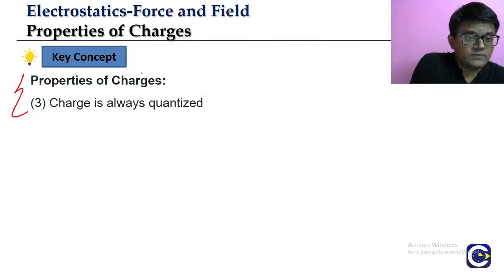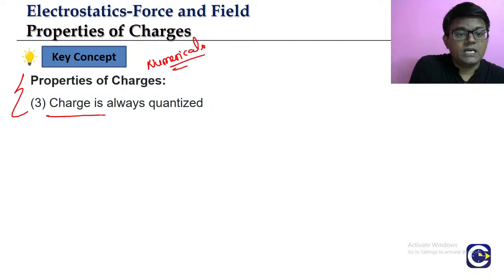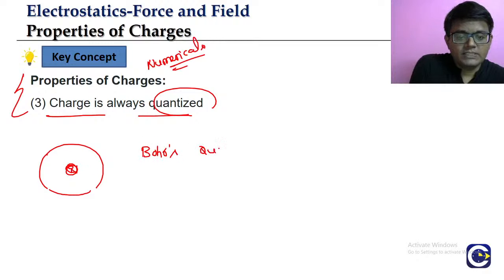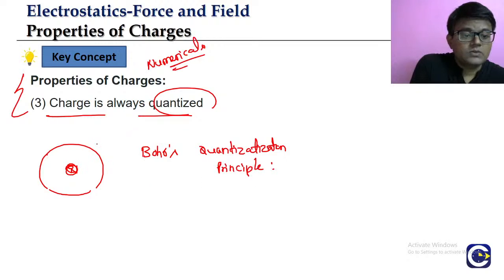The third and important one for numericals. Based on this we'll have numericals: the charge is always quantized. In chemistry also we use this word quantized very much. Quantized means what? Like in the +1 chemistry chapter, you talk about Bohr's quantization principle. What is Bohr's quantization principle? Electrons, when they are revolving, will revolve in only those orbits where the angular momentum of the electrons will be what?